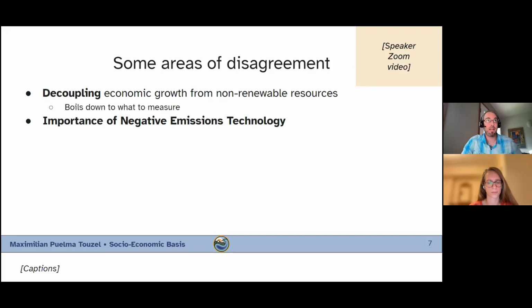A second area of disagreement is the importance of negative emissions technologies. Those are the ones that I was talking about before that take greenhouse gases out of the atmosphere. And that's obviously supported by the eco-modernist establishment, because it's a technological solution, but it's considered too risky a bet for degrowthers and deep adaptationists.